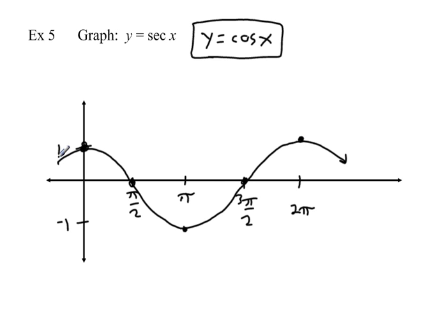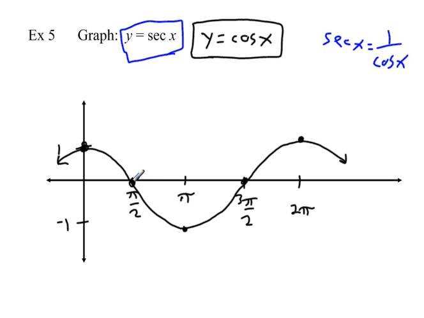Now, that is not the graph of y equals the secant of x. So let's graph this now. Let's see how this relates to cosine. Well, secant of x, it is 1 over the cosine of x. So if we take 1 over these values that we got here, we'll have our values for secant.